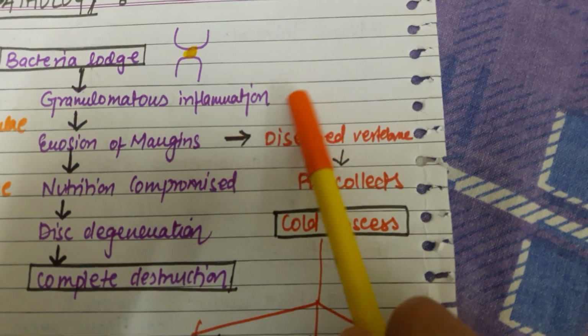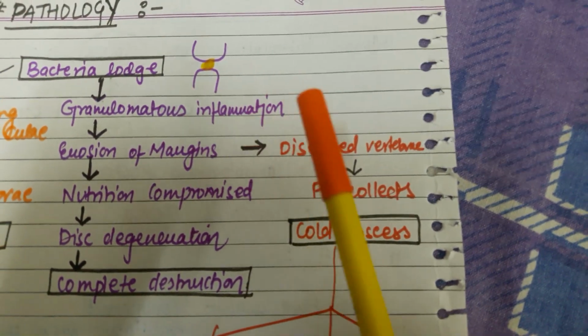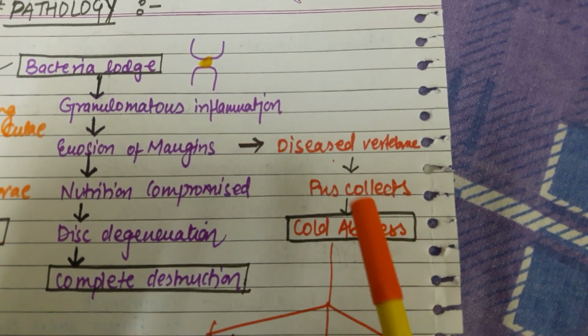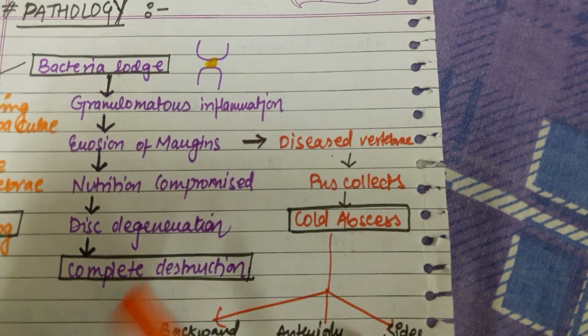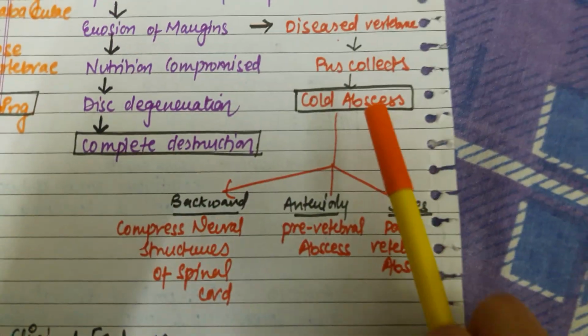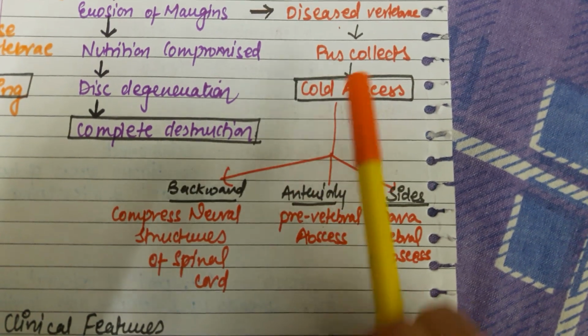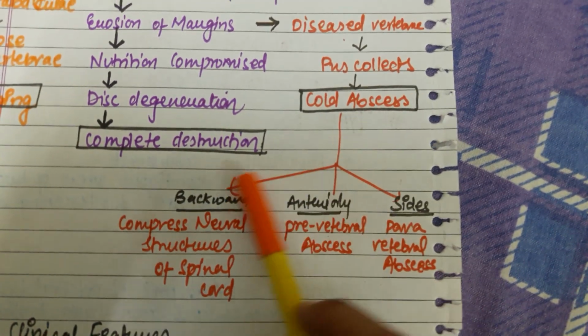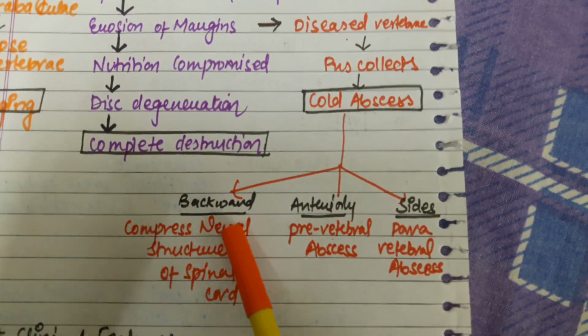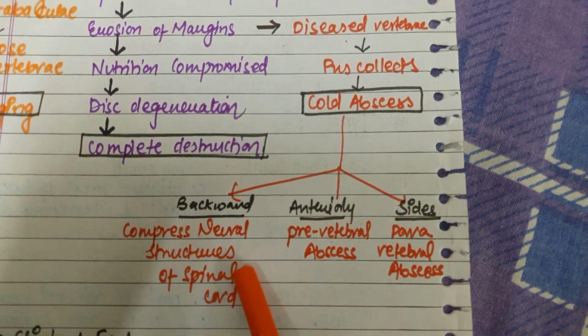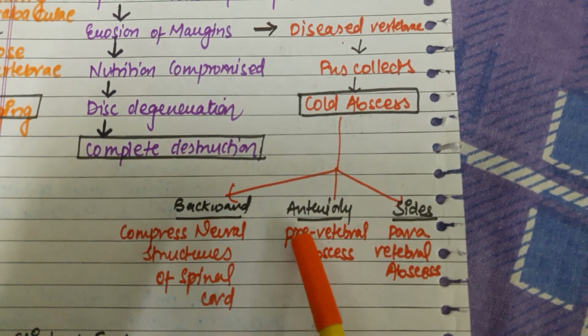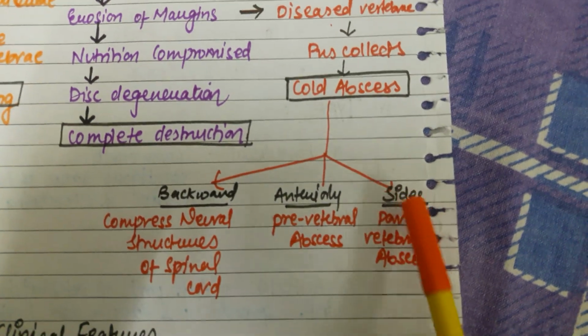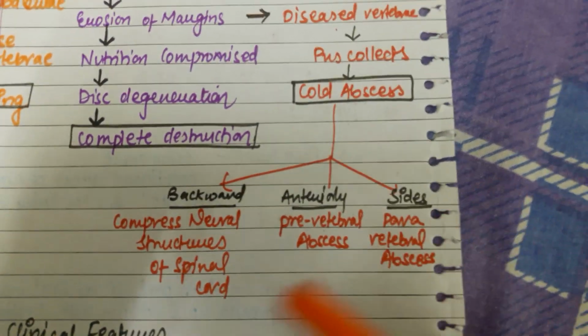And this granulomatous inflammation causes pus to collect. Pus collection is known as cold abscess, and if cold abscess goes backward, it can compress neural structures of spinal cord. If anteriorly, prevertebral abscess; on sides, paravertebral abscess.